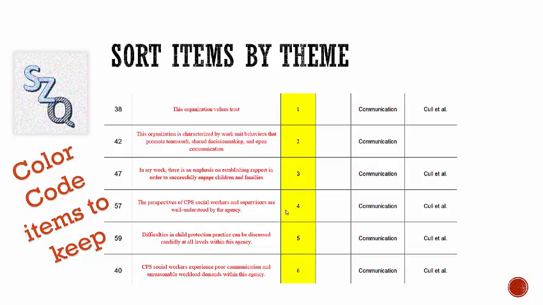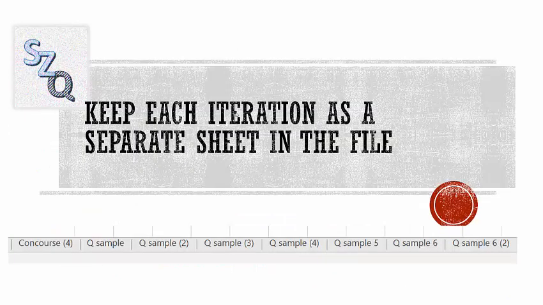Then I went through the final version of my concourse, and it was still sorted by theme, and then I started using color coding to allow me to identify items that I wanted to keep for the Q sample. And you notice that I've also highlighted and numbered these so that I could keep track of how many items I was retaining. The color code just helped identify different iterations, and also I used that later on for randomizing the Q sample.